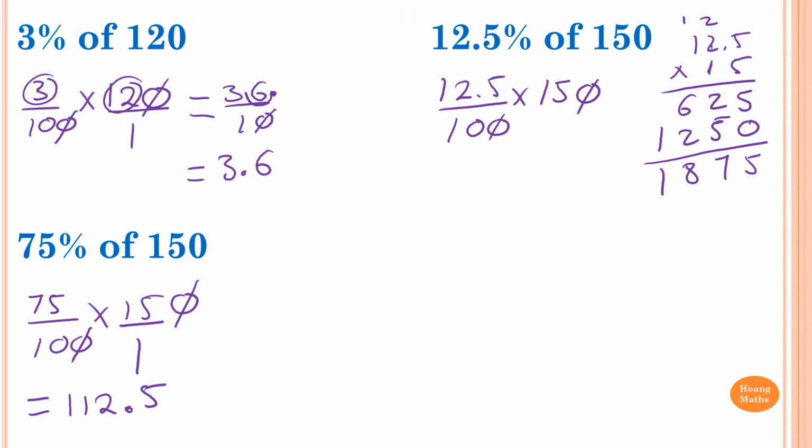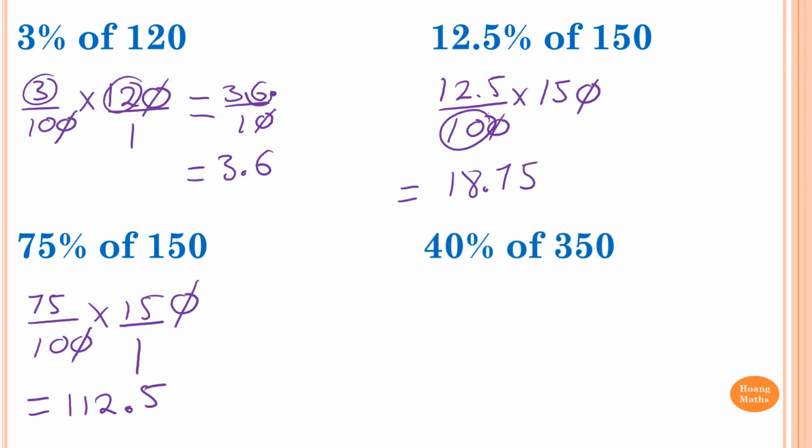So now we divide by 10. So before we divide by 10, of course, this is 12.5. So one number after the decimal point. So we put it here. So that's the answer. But we need to divide by this 10 here. So we divide by 10. So you move this across. So the answer is 18.75.